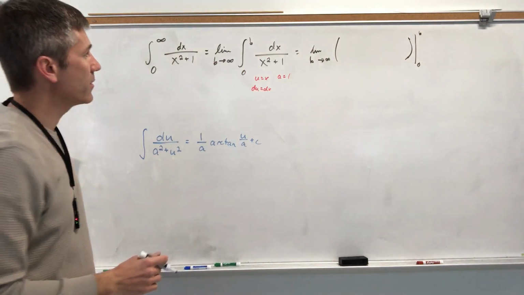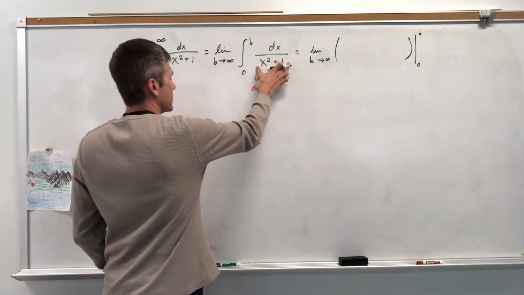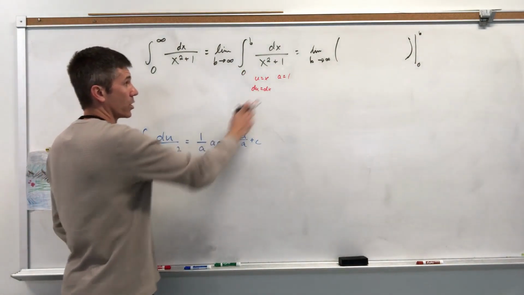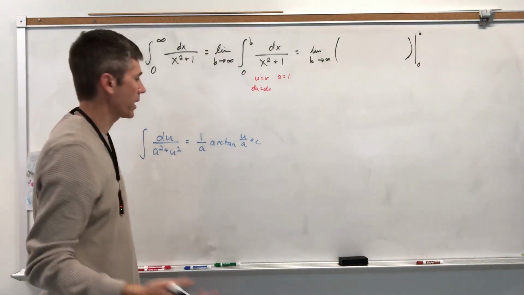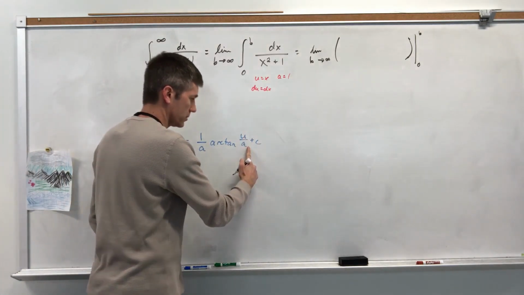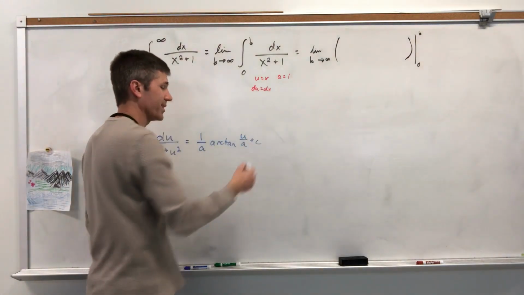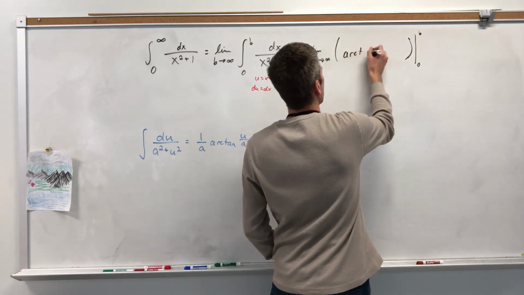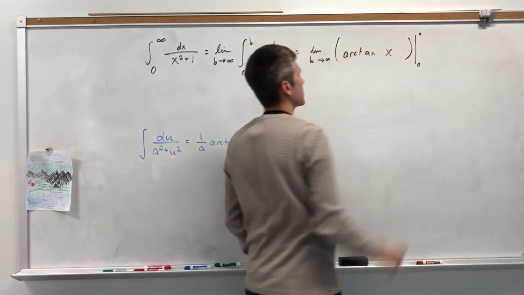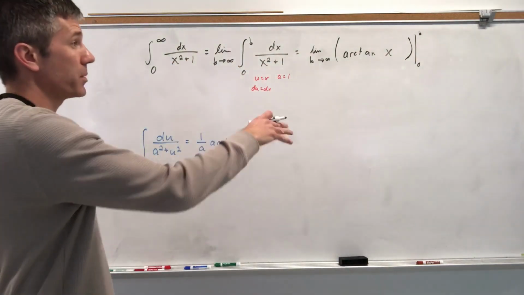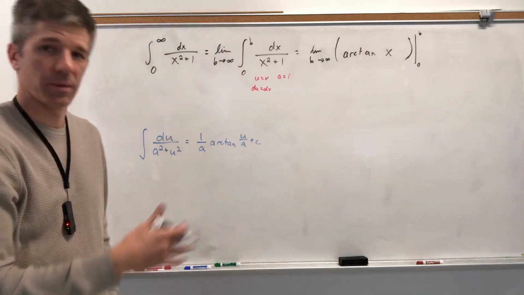So the antiderivative of this guy right here is this structure, which breaks down like this. So it's 1 over 1. Well, that's pointless. Don't put that. Arctan of u over a, so x over 1. That's just x. So arctan x. Done. Well, done with that step. Now we're going to plug in a b, we're going to plug in an infinity, we're going to find a limit. It's going to be fun.